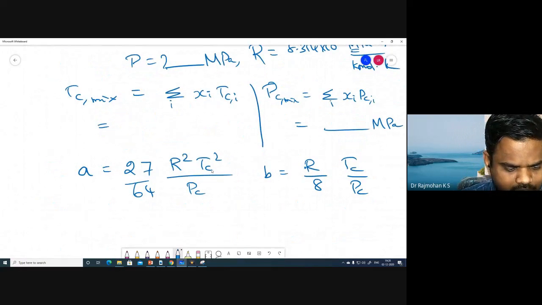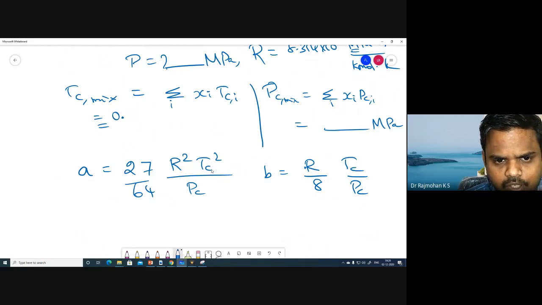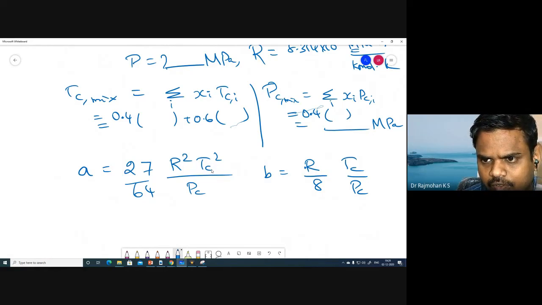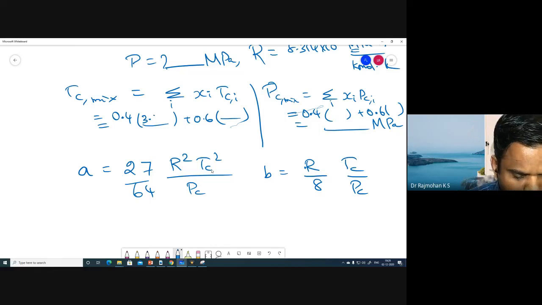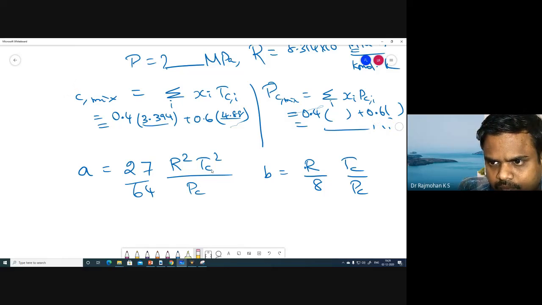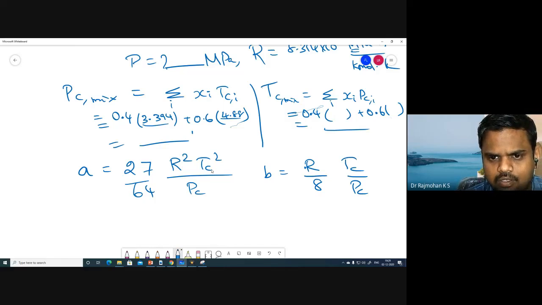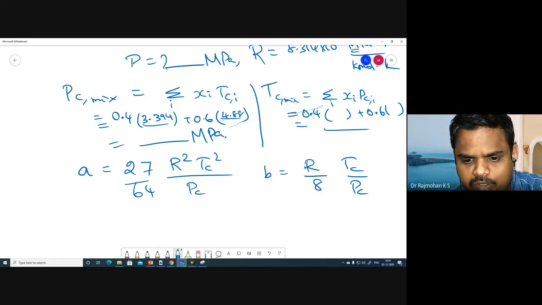So substitute to get the TC mixture value. TC mixture can be calculated as 0.4 into its value plus 0.6 into its value. Here also 0.4 into 3.394 plus 0.6 into 4.88 gives the PC mixture, and this is the TC mixture. This is in megapascal. Please proceed to get the A and B values.